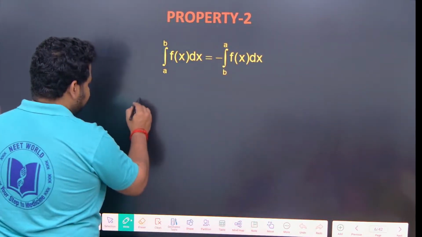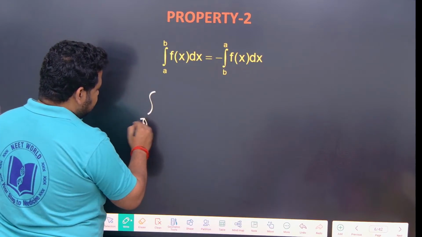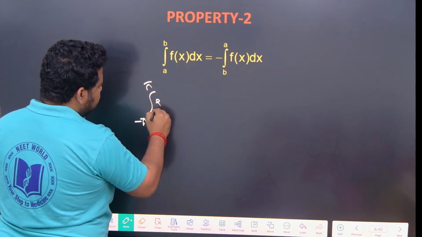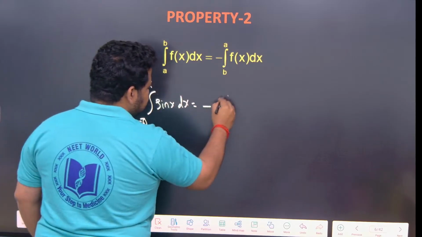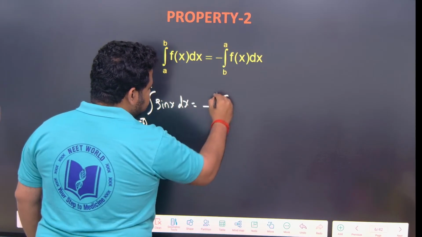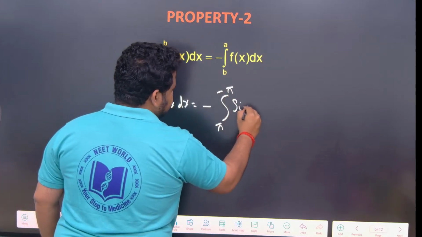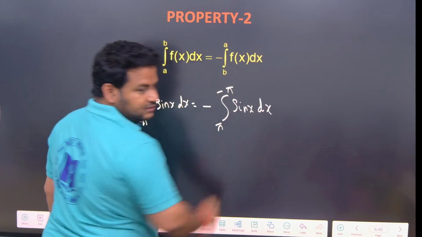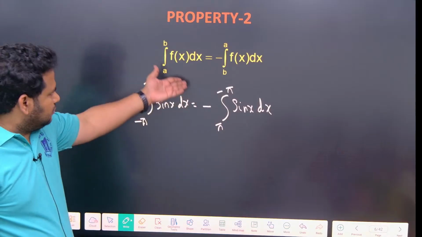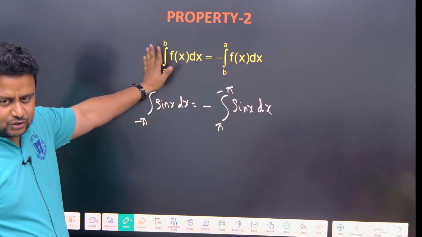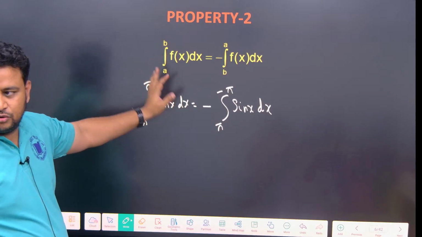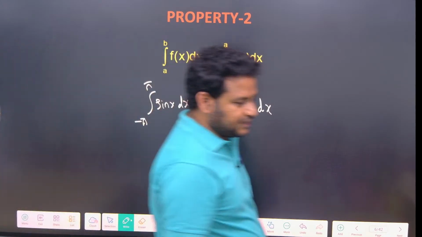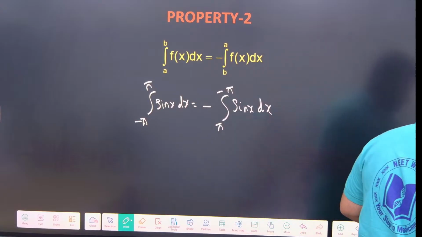For example, if I write the integral from minus pi to pi of sin x dx, this can be written as minus the integral from pi to minus pi of sin x dx. This is the meaning of it, if you reverse the limits. This is property number 2. This is very useful, you should know. Please write down the properties as and when I say.